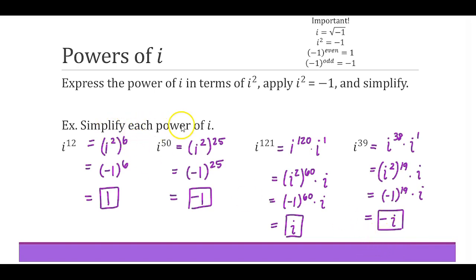So when we say simplify each power of i, there are only 4 possibilities. 1, negative 1, i, and negative i. That's what each of these is going to simplify to. That's the only possibility.